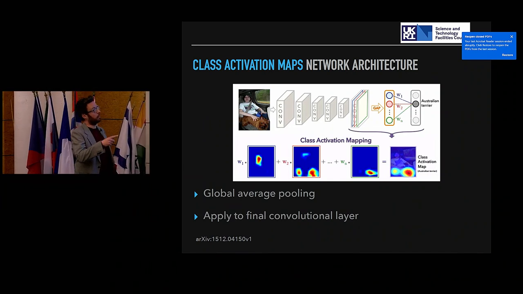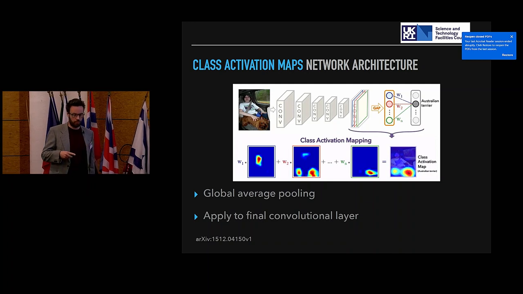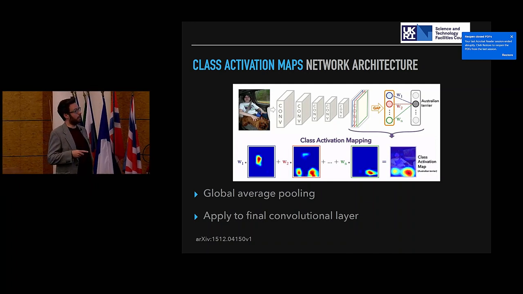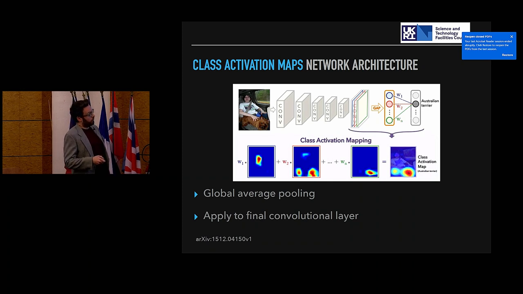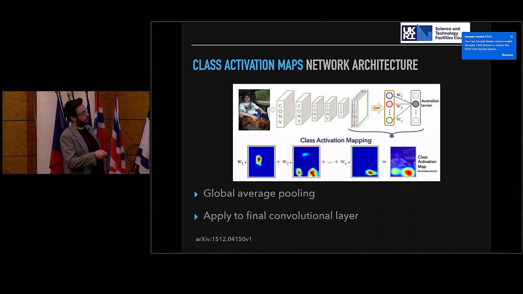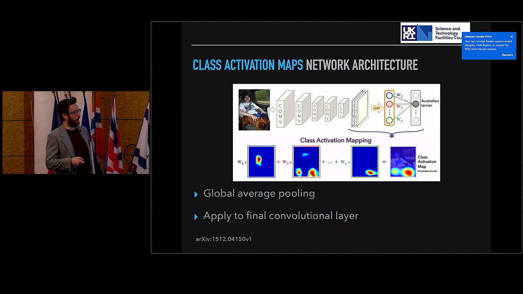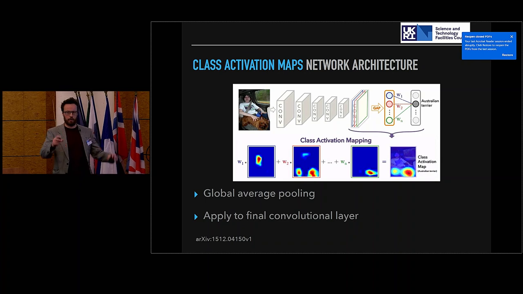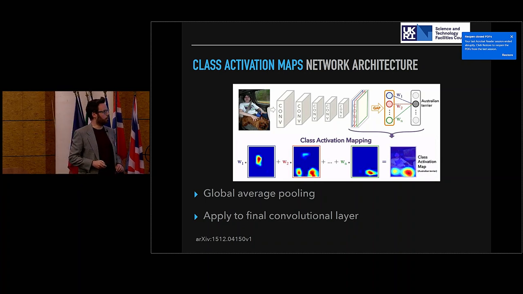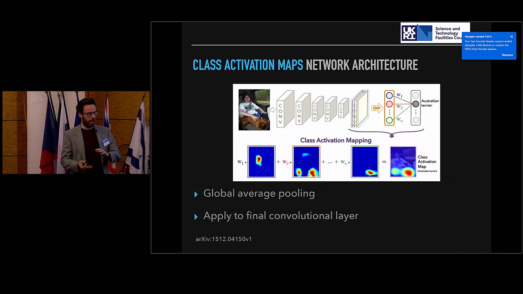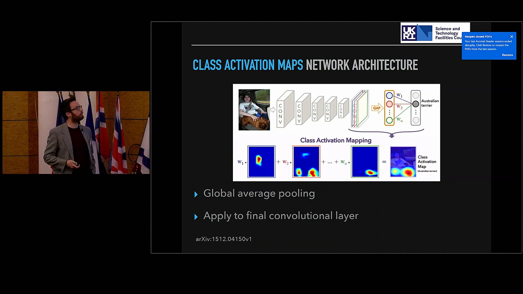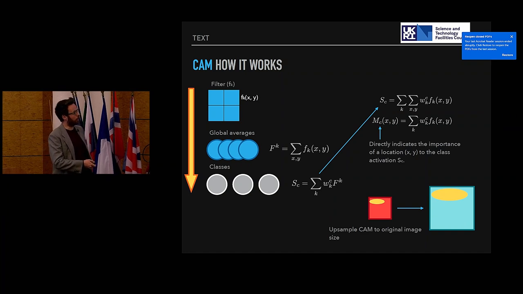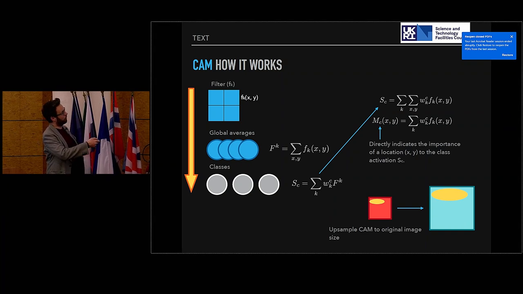This is the early implementation of class activation maps, which is what we used in the first case, and this is how they work. After the final convolutional layer in your network, you do a global average pooling of the filters in that final convolutional layer, and then you feed them into your classification function. This is the mathematics behind how it works. As I said, you take your filters, you take their global averages, so that gives you this large F, the global averages of all the filters, K.